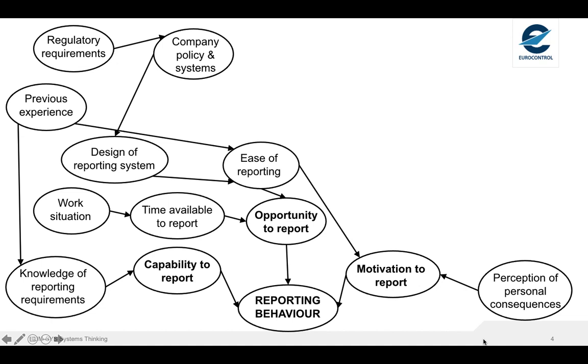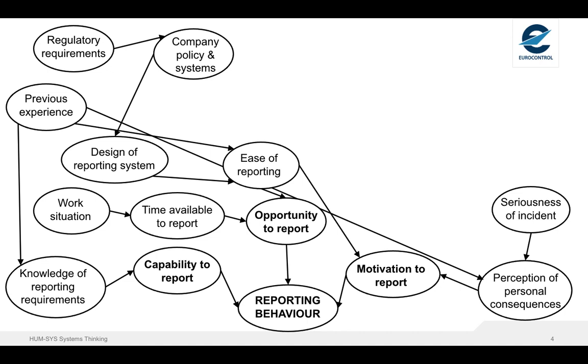And that perception will be influenced also by the seriousness of the incident or other unwanted event. Typically, with more serious incidents, we may fear more consequences for ourselves, even if that is not fair or just. Perception of consequences will also be influenced, of course, by previous experience. If we've experienced negative consequences, unfair consequences in particular, in the past, then we may be less likely to want to report, or we may be motivated to report things in a certain way, perhaps not disclosing everything that happened, or disclosing it in a different way to how it actually happened.